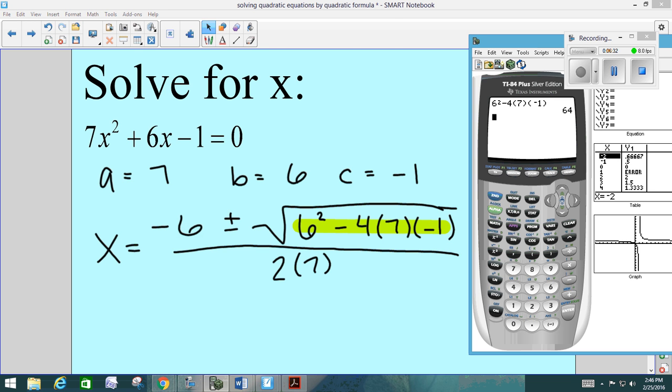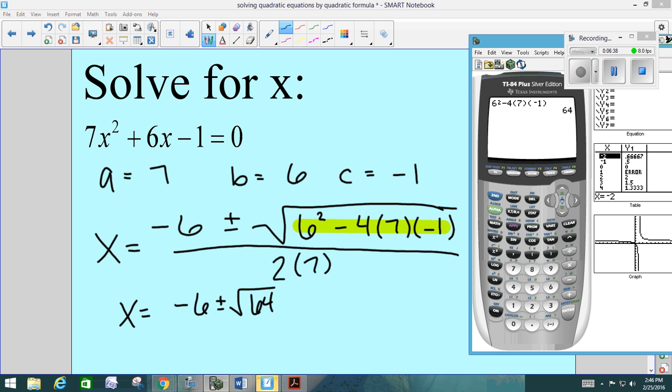This is the second step of work I want to see. I want to see that discriminant simplified. So instead of having all that I highlighted, I'm going to just put 64 in there. And then simplify your denominator. 2 times 7 is 14.